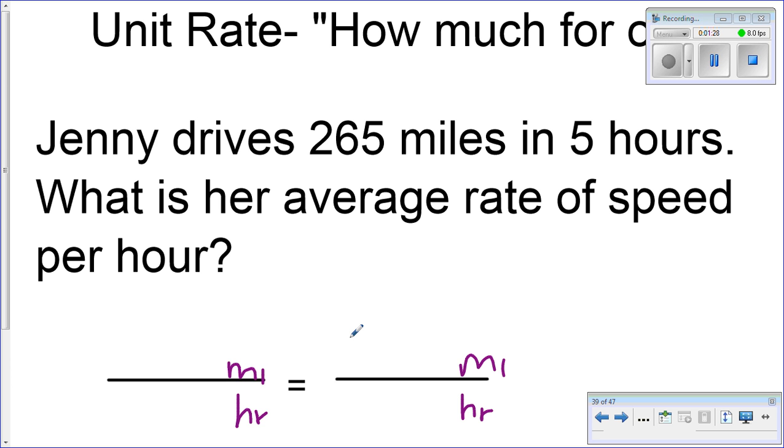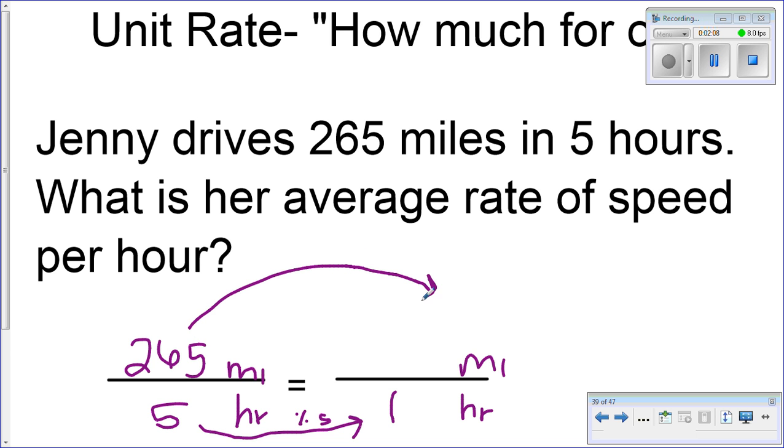Okay. Unit rate, all we're really doing is dividing, but setting up a proportion is just another way to look at what's going on. So Jenny drives 265 miles in 5 hours, and we want to know what is her average rate per hour, which means how much for one. How much for 1 hour? So looking at this, to go from 5 to 1 using an operation, we're going to divide by 5. 5 divided by 5 is 1. And we need to do the same to my numerator.